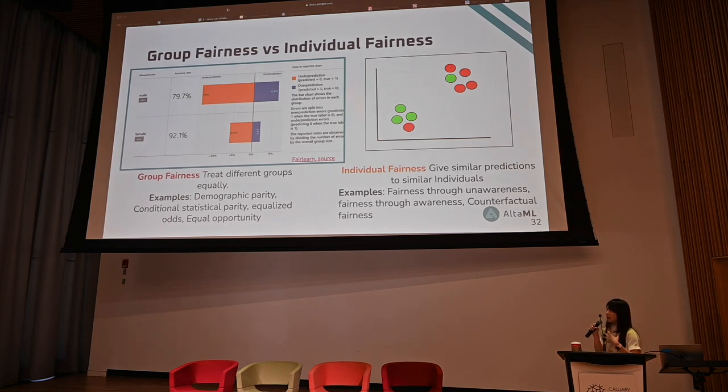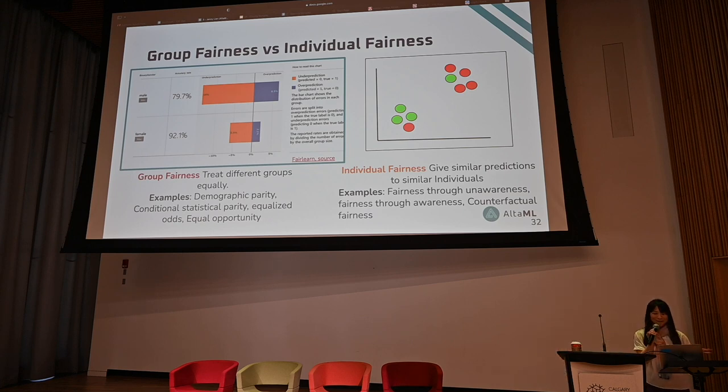We can categorize these fairness metrics into group fairness and individual fairness. Group fairness is about treating different groups equally. You want to treat women and men fairly. So group fairness metrics help you determine if your model is treating different groups fairly. There are also individual fairness metrics. They're about giving similar prediction outcomes to similar individuals. A lot of open source toolkits focus on group fairness metrics, not necessarily individual fairness, just because it's harder. But at the end of the day, we care about all individuals, right? It's not just a group of people, we care about every individual.